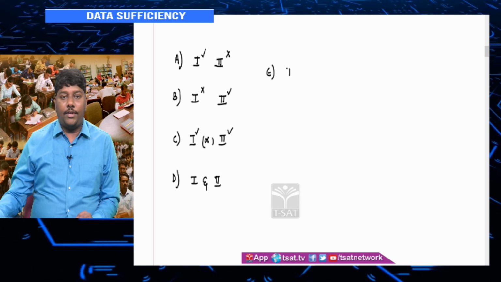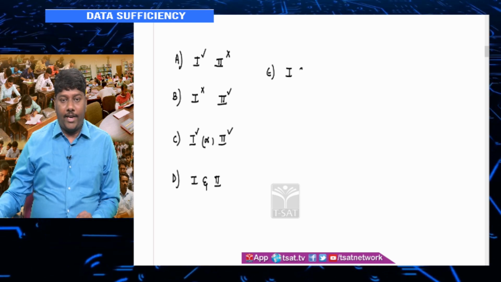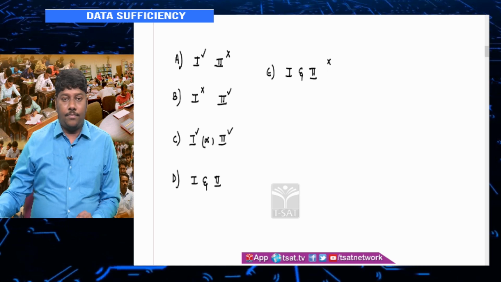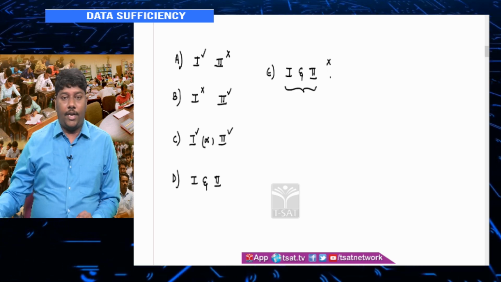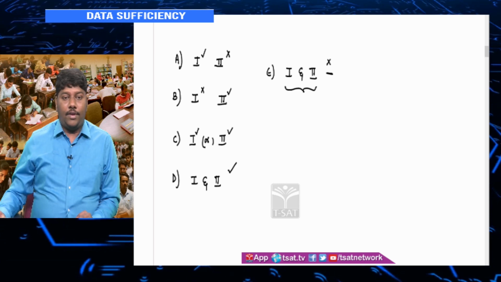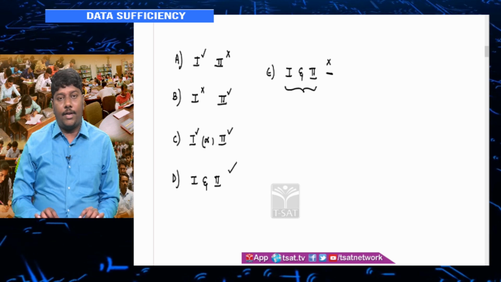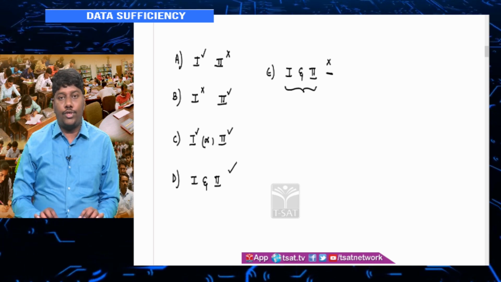Option E, even after combining both 1 and 2, if it is not sufficient, then your answer is E. Even after combining both you are unable to answer the question. Even if you combine both, if you can answer the question, then it is D. Even after combining, if you cannot answer, then it goes to E.